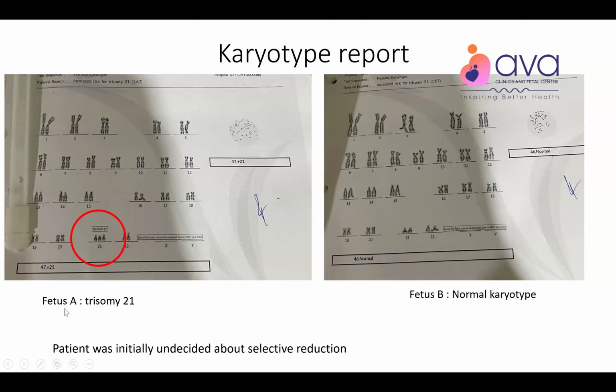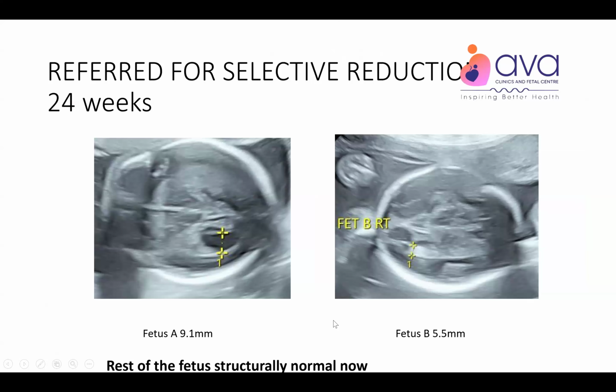So fetus A with multiple aneuploidy markers and evolving ventriculomegaly at 16 weeks was trisomy 21. Fetus B had a normal karyotype. So patient was initially undecided about selective reduction, and finally she was referred for selective reduction at 24 weeks.